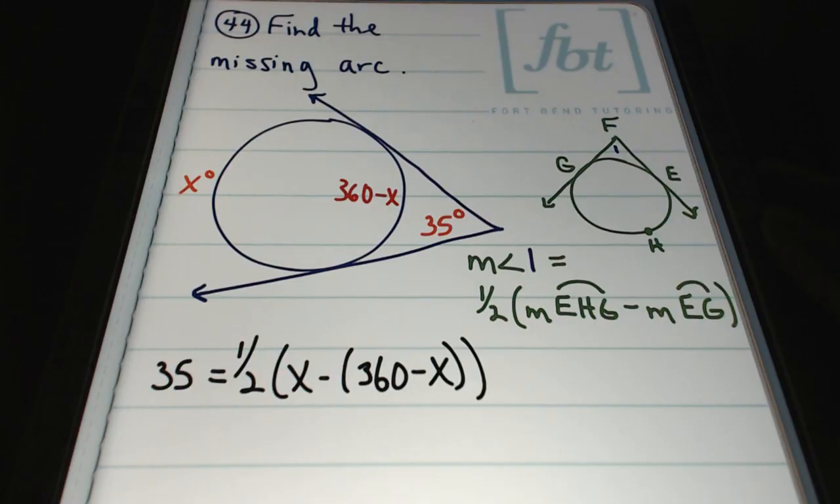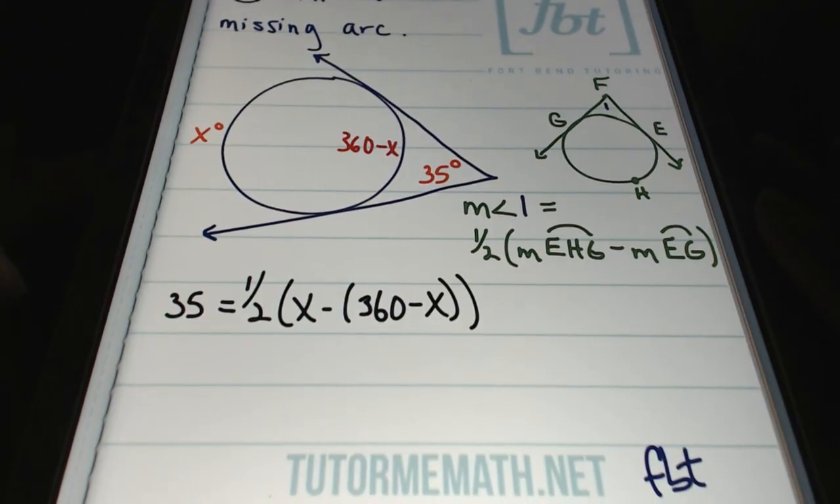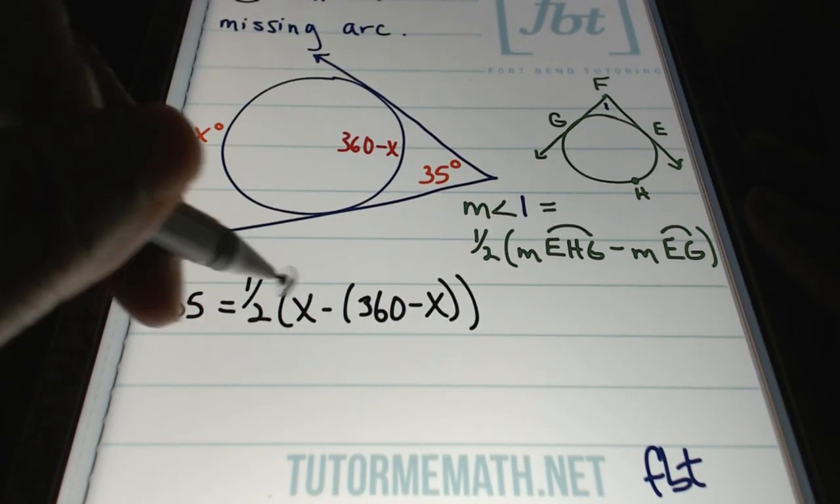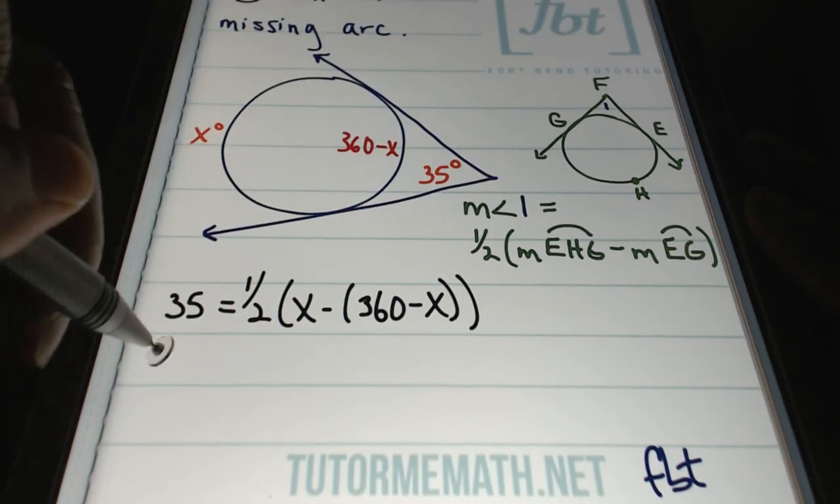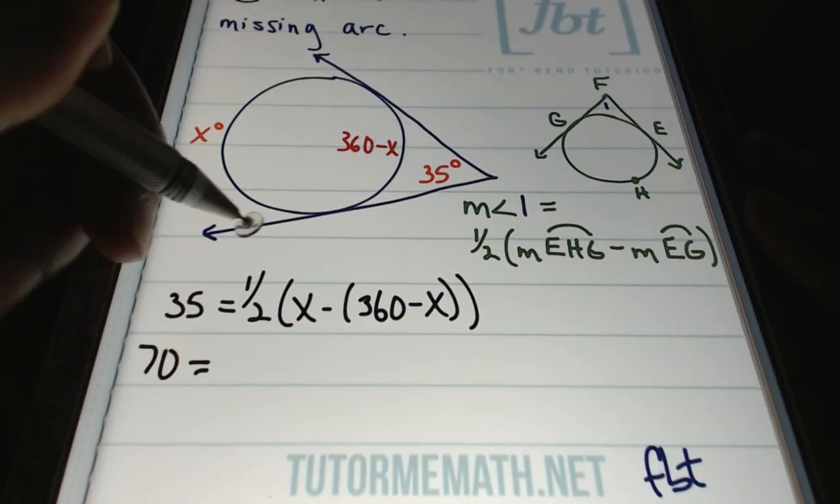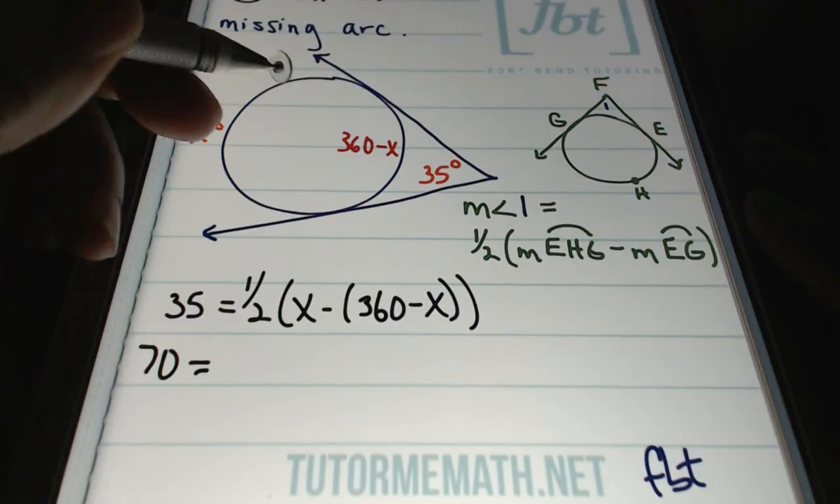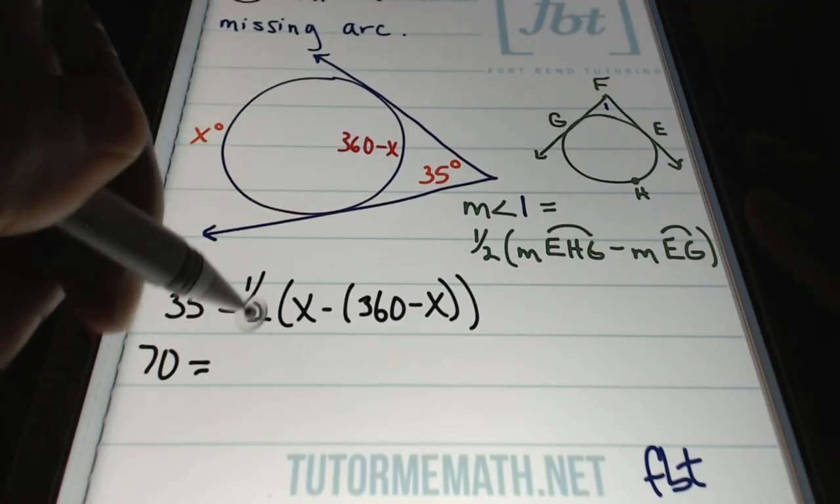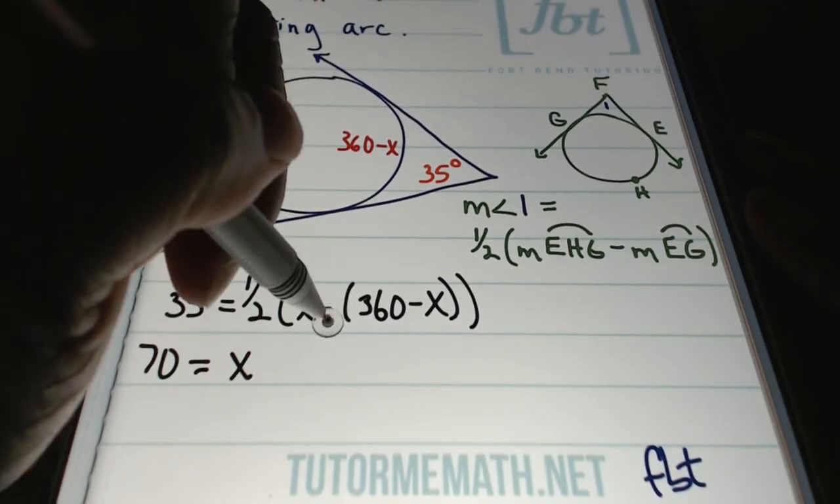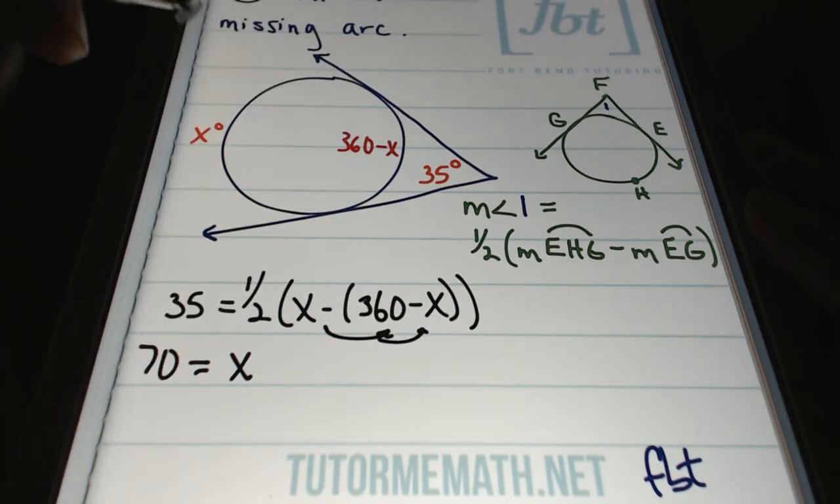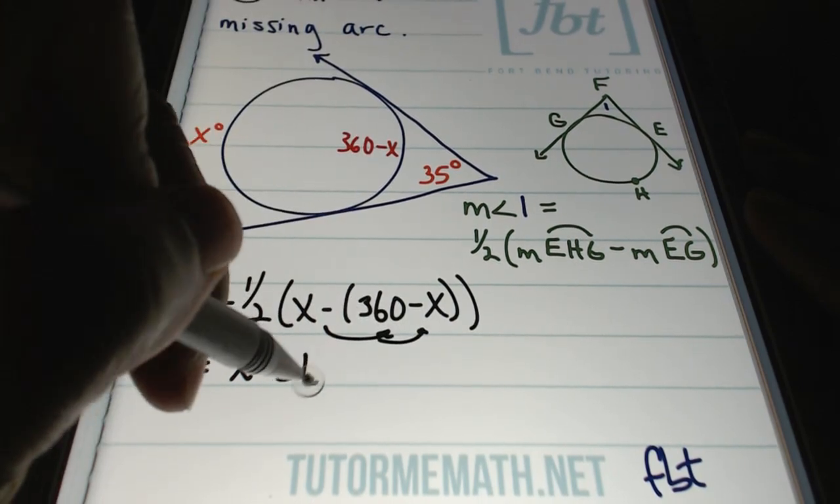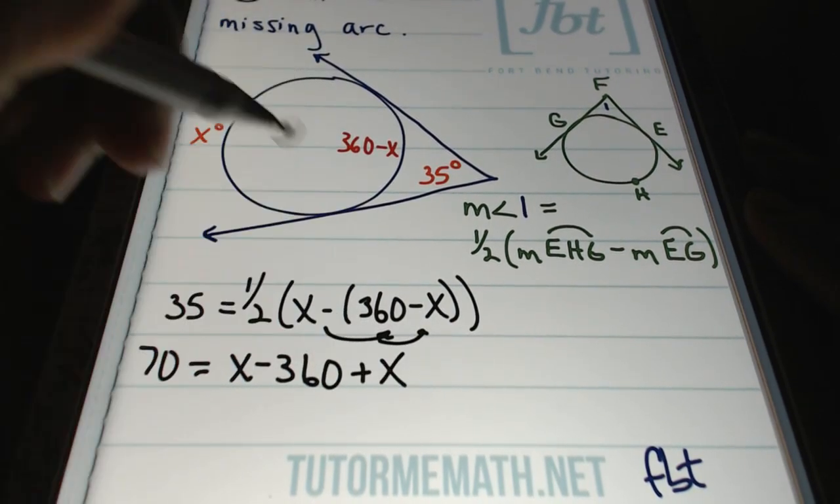I'm going to go ahead and do two things here, guys, because we're kind of short on space for this page. I really don't want to go to another page here. What we'll do is we'll go ahead and multiply both sides by 2. So I'll end up with 70 equals 2. We know that 2 times a half is a whole, right? So we'll be bringing down x, and then we'll distribute this negative here. I'm getting my arrows popping to get a negative 360 plus x here.